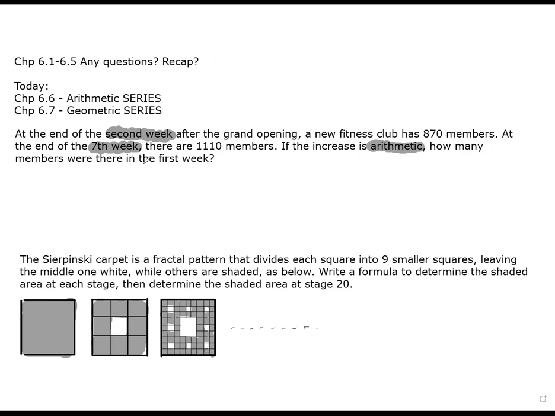So let's break this down. First week being term number 1. It's another way of saying, what is the A value? In the second week, I know this to be 870. And by the 7th week, so the 7th time we count how many members we have, there's that. If the increase is arithmetic, then we know that it is this. Looks oddly familiar to one of the elimination and substitution questions we've had.